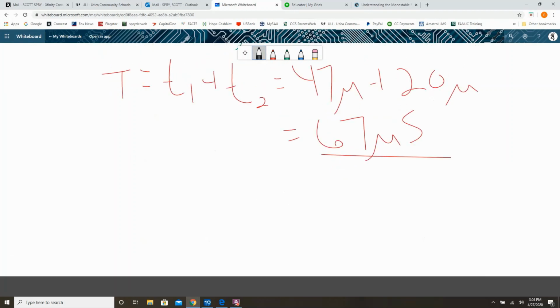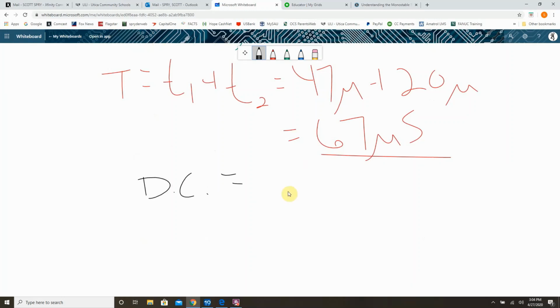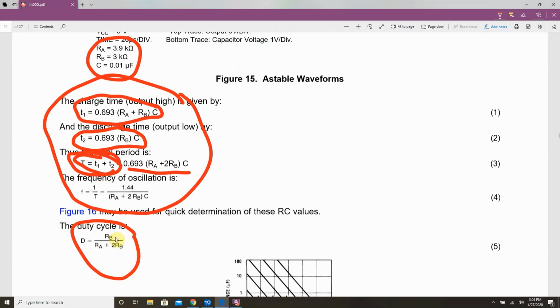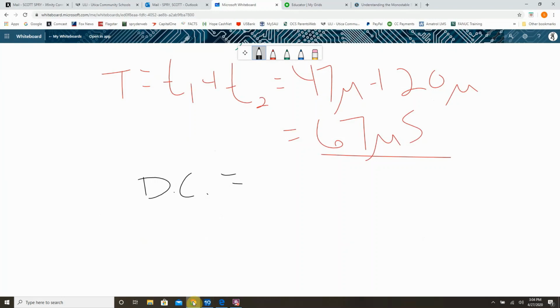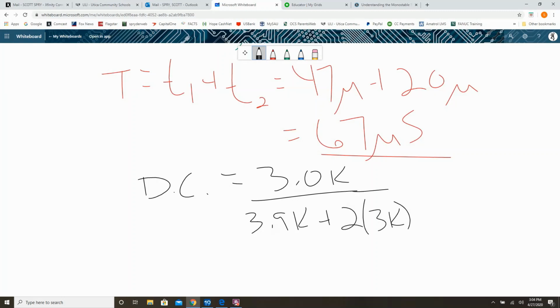For the duty cycle, if you look on the spec, it's RB divided by RA plus 2RB. RB, which was 3.0K, divided by RA, which was 3.9K, added to 2 times RB, so 2 times the 3K. Again, you put that into your calculator properly, and you're going to get about 70%.